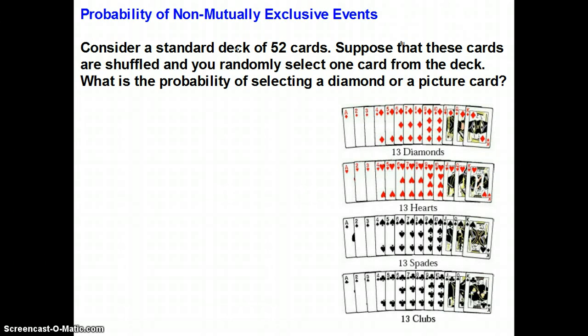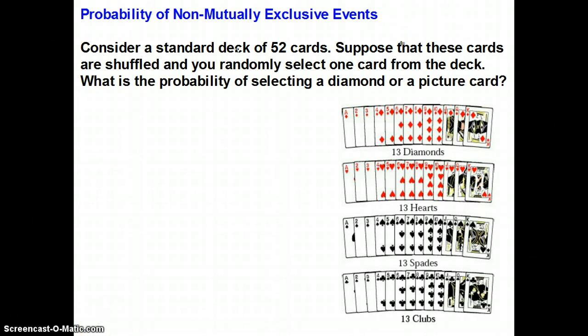I believe it makes a lot more sense this way. Here we have to consider a standard deck of 52 cards. Suppose that these cards are shuffled and you randomly select one card from the deck. What is the probability of selecting a diamond or a picture card? So we first want to figure out the probability of selecting a diamond, and then the picture card, and then figure out the probability of the diamond picture card.